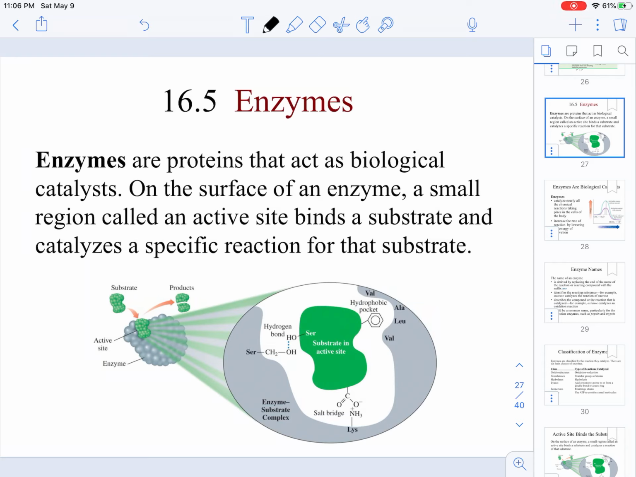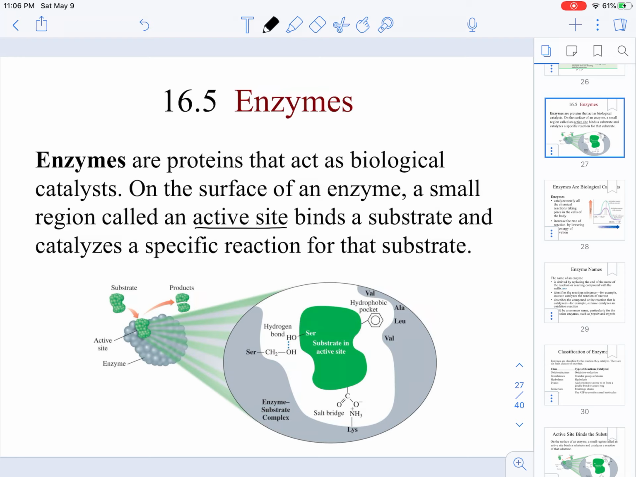In this video, we are going to be covering the topic of enzymes. Enzymes are proteins that act as biological catalysts. When it comes to the structure of an enzyme, understand that they have a small region that is called an active site, and whatever molecule is interacting with this enzyme binds at the active site to specifically catalyze the reaction that the substrate is going to undergo.